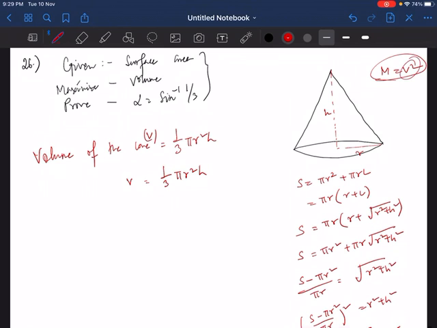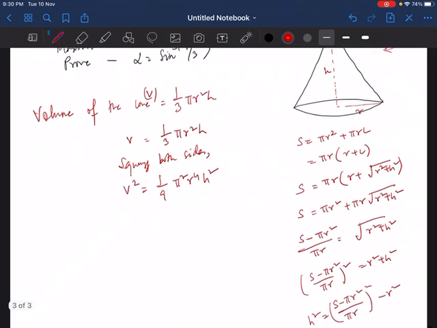So v square will be maximum when v is maximum. So finding where v is maximum is the same as finding where v square is maximum, right? So what I will do is square both sides. By squaring both sides, we have v square is equal to 1 by 9 pi square r to the power 4 h square.